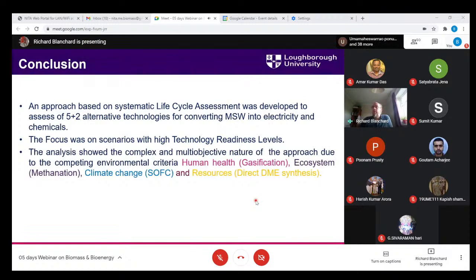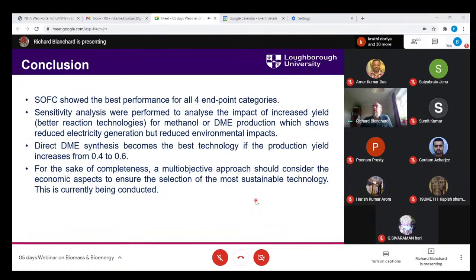Because it's a complex process, and you've got a range of different criteria, it appeared that for human health reasons, gasification you could choose. For the ecosystem, it would be methanation. For climate change, solid oxide fuel cells, and for resources, dimethyl ether through direct synthesis. So those are sort of conclusions. And overall, solid oxide fuel cells was the best route to take.